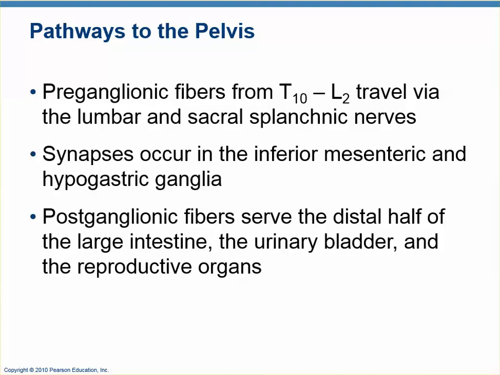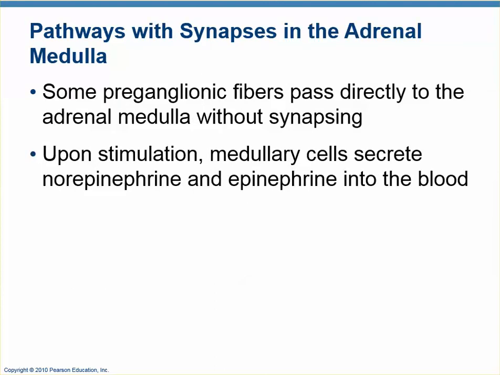So from the lower part, you end up with lumbar and sacral splanchnic nerves, and they go to your large intestine, your rectum, bladder, and reproductive organs. Okay, some go right to the adrenal medulla. And the adrenal medulla just secretes norepinephrine and epinephrine as hormones. It secretes them into the blood.